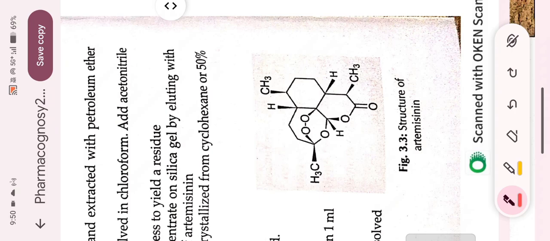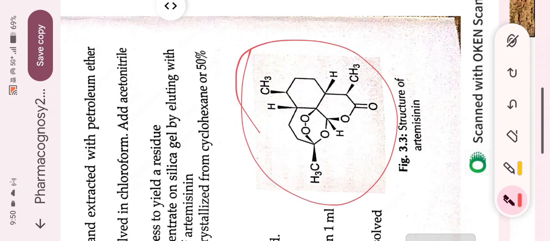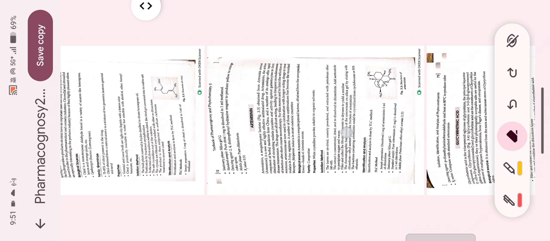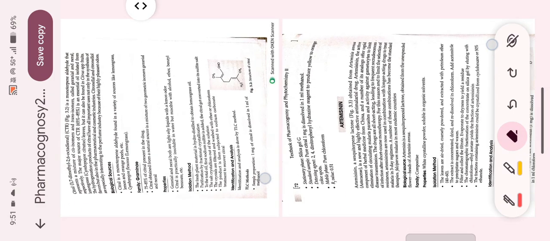Hey, I can write. This much practice is not required. It's easy. Just by looking at the structure, we'll be able to write. Okay, let's move on to the other structures. Okay, we have citral.